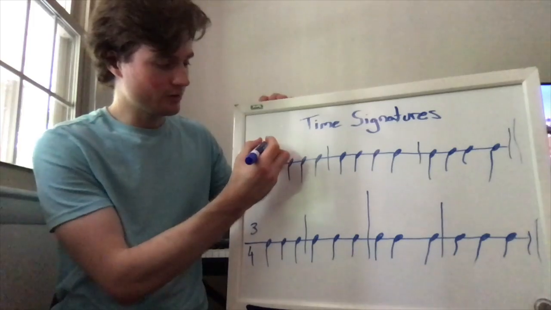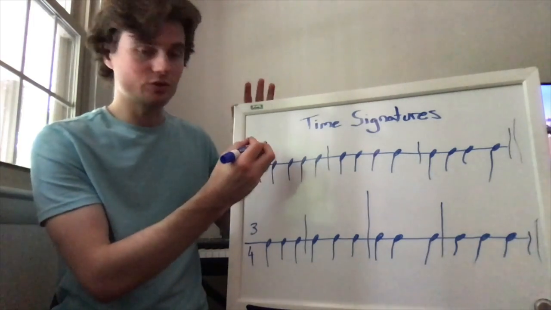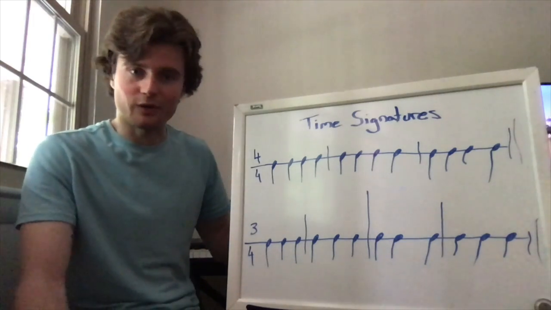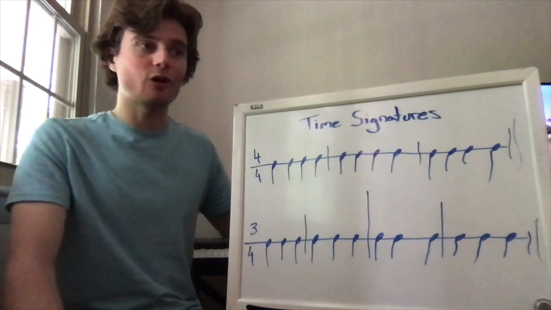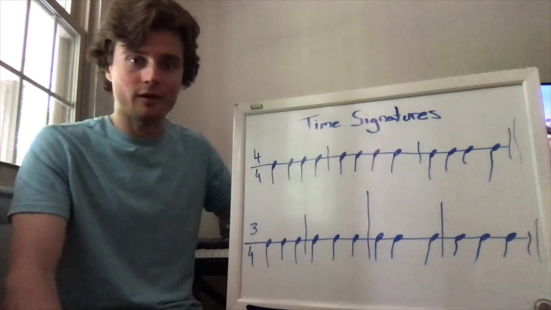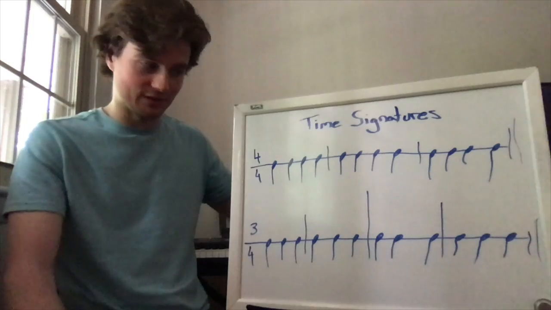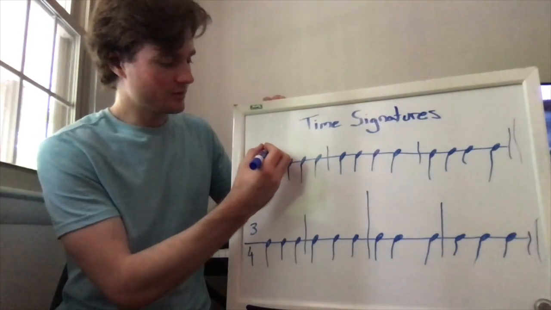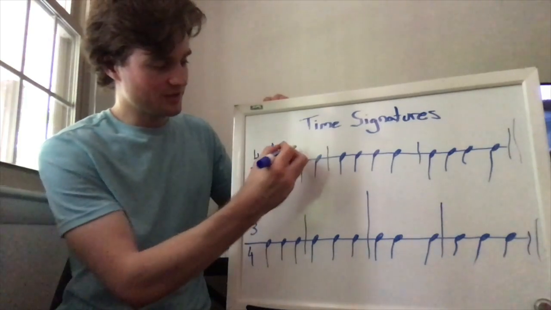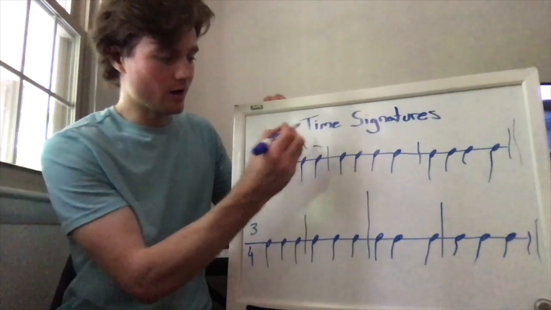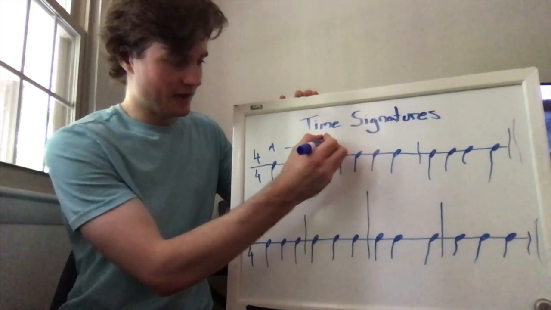I'm going to use some little symbols up here just to show what's called the emphasis. Now, what I'm about to show isn't universally the set of emphasis for a particular measure. We're going to talk about that more when we get into some more complex time signatures. But for now, just trust me on this for a second. Our emphasis is going to be this little caret, and the non-emphasis is going to be the dash.